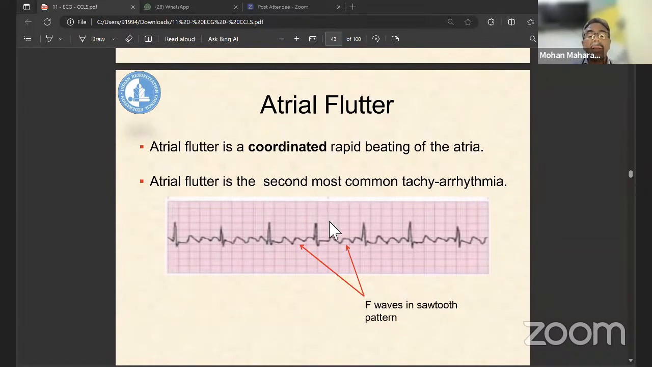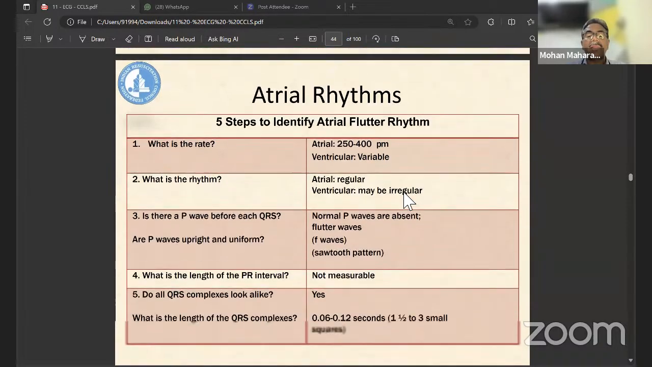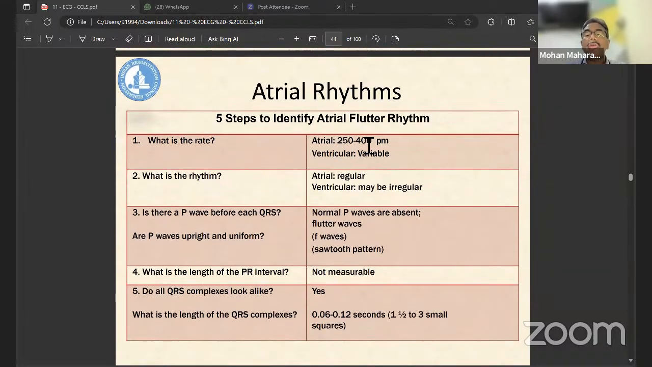Flutter has something called F waves. That means it's not a P wave, and it looks like a sawtooth appearance. It's regular, not irregular, please remember. When you look at it, the F waves are almost regular. It may not have a clear-cut measurement of which mechanism it follows. Atrial flutter is a coordinated, rapid beating of the atria. It's the second most common tachyarrhythmia, and the atrial rate is normally 250 to 400 per minute.